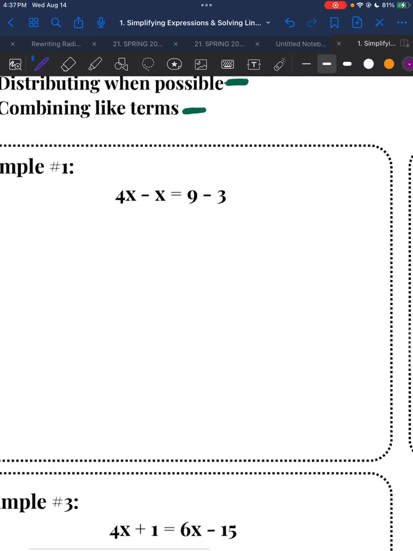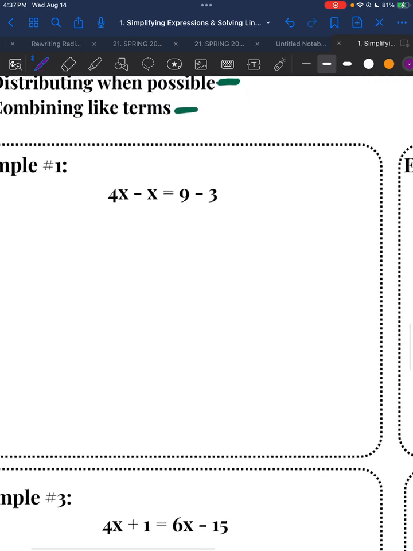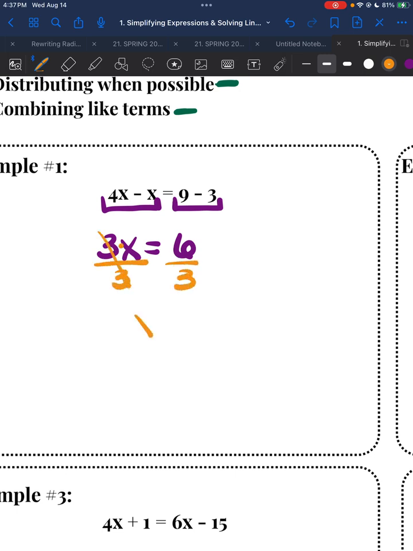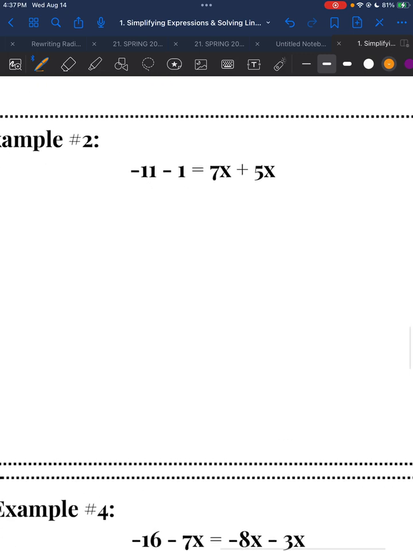So for number 1, there's no parentheses, so we cannot distribute. On the left, we can combine like terms. So these two: 4x minus 1x is 3x. On the right side, we can also combine like terms because both of these do not have an x. So 9 minus 3 is 6. From here, to get x by itself, the 3 is multiplying, so the opposite is to divide. The answer is 2.